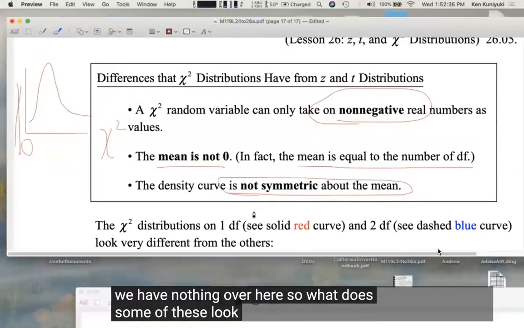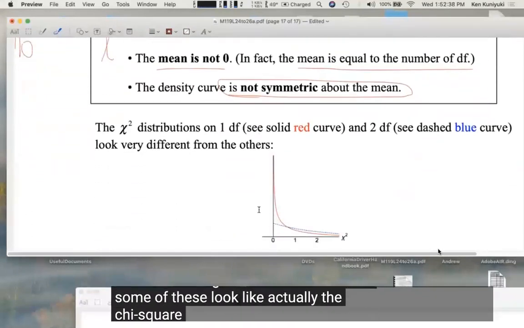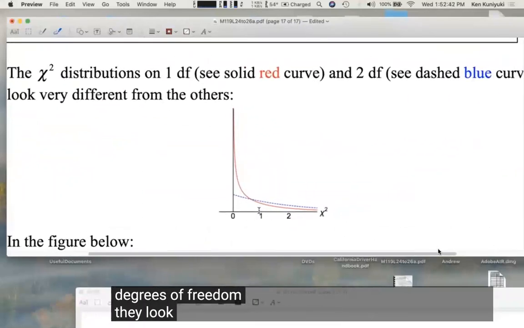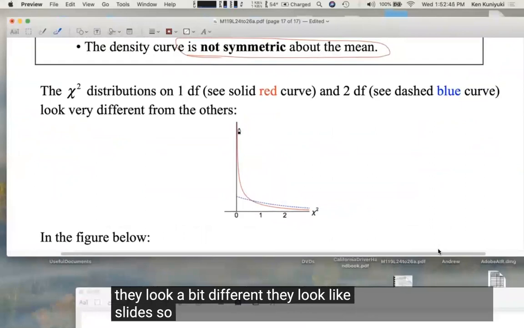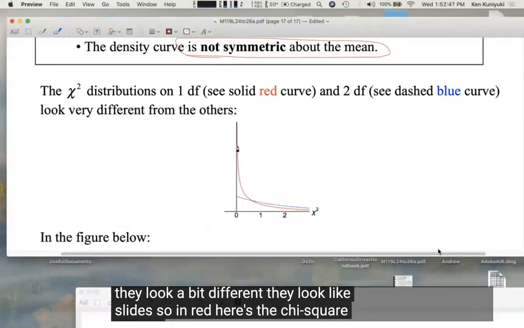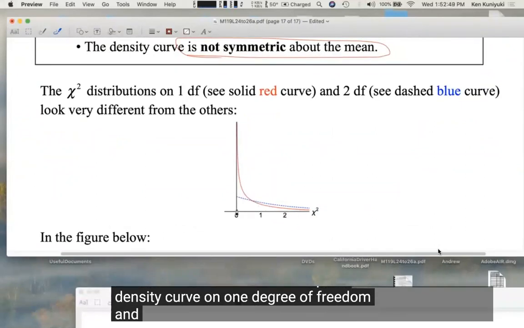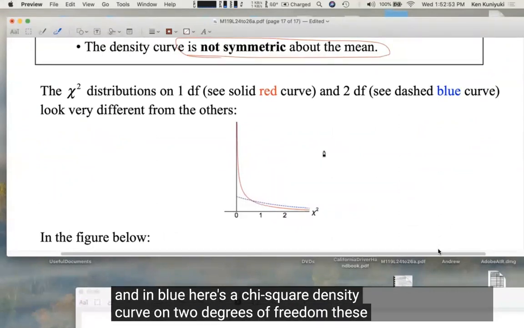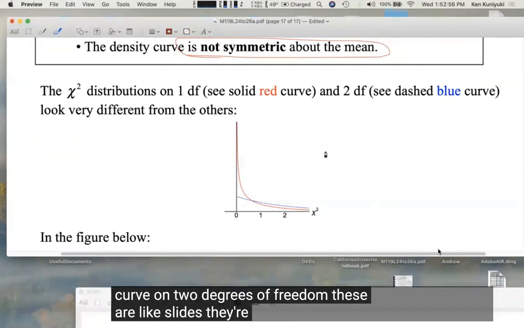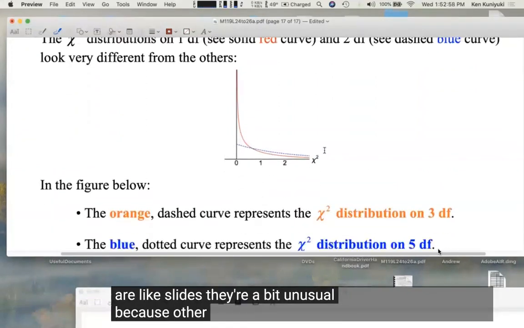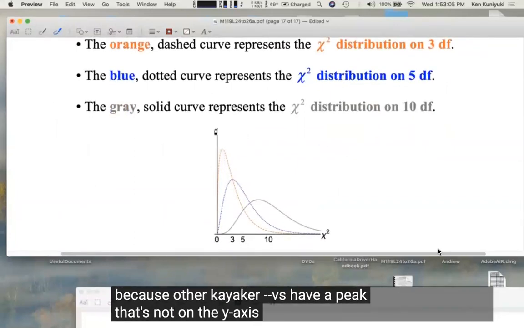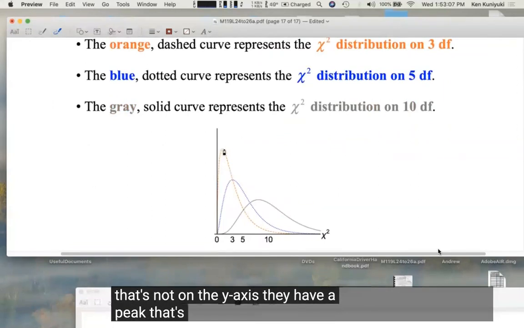So what do some of these look like? Actually, the chi-square density curves on 1 and 2 degrees of freedom look a bit different. In red, here's the chi-square density curve on 1 degree of freedom. And in blue, here's a chi-square density curve on 2 degrees of freedom. These are a bit unusual because other chi-square curves have a peak that's not on the y-axis. They have a peak that's a bit over to the right.